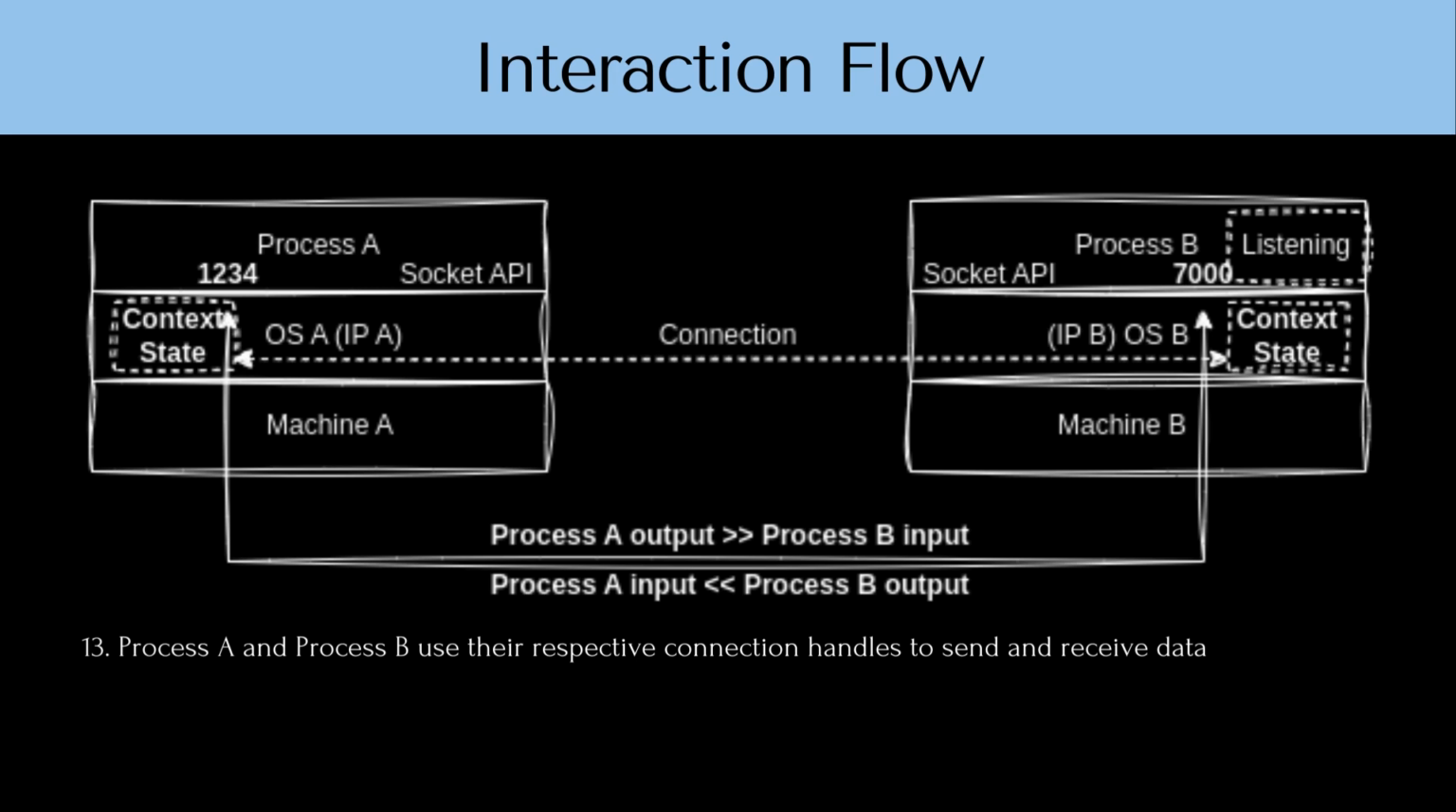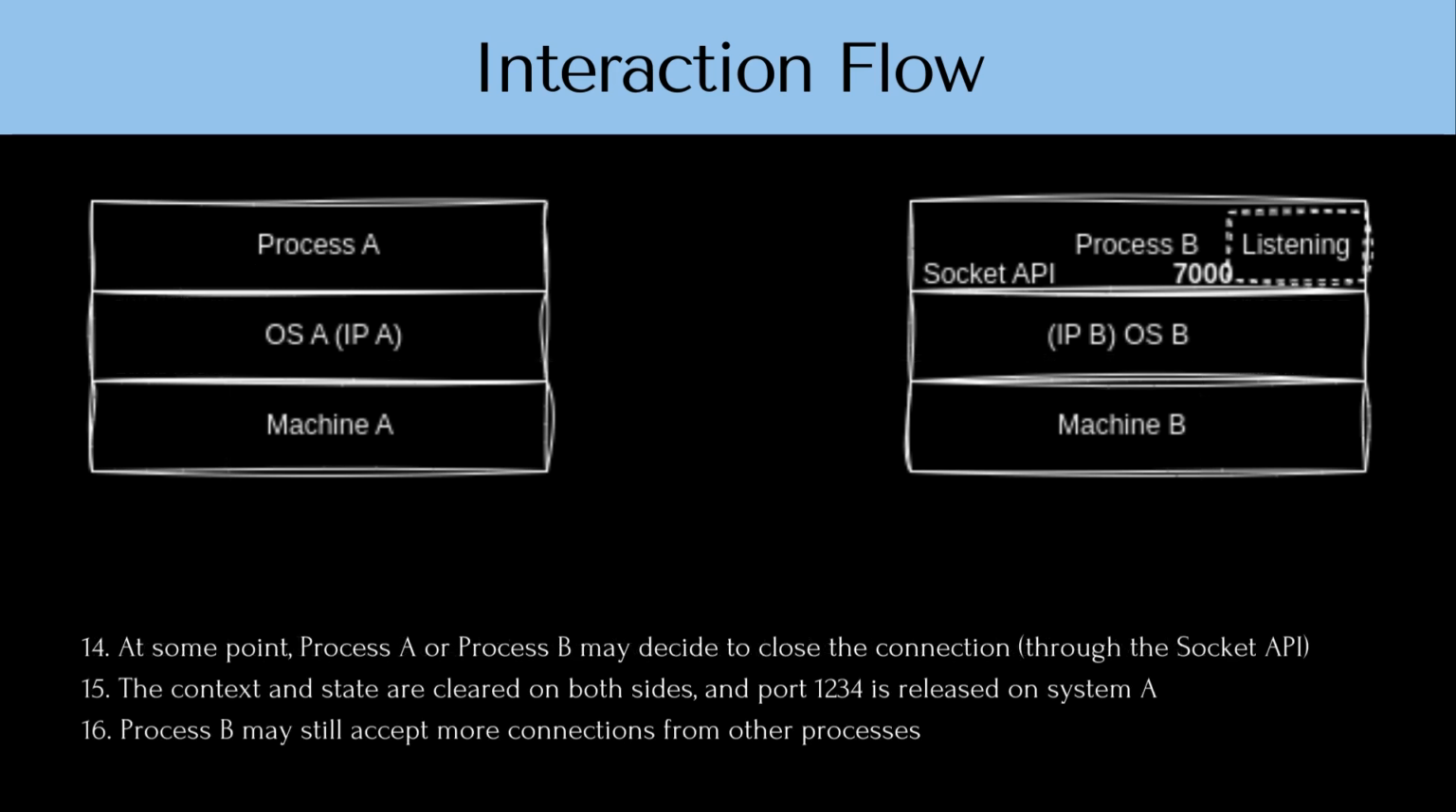At some point, process A or process B may decide to close the connection. The context and state are cleared on both sides, and port 1234 is released on system A. Process B may still accept more connections from other processes.